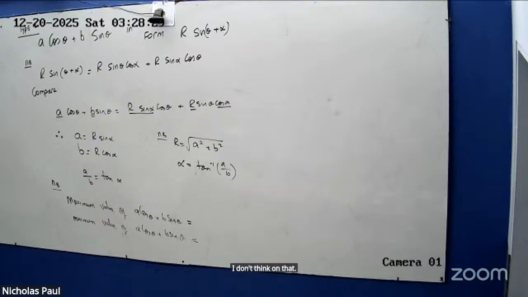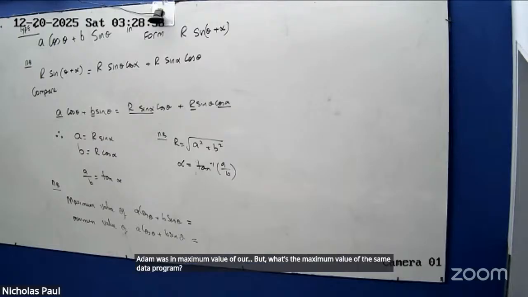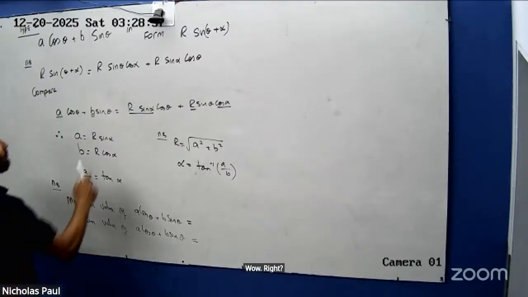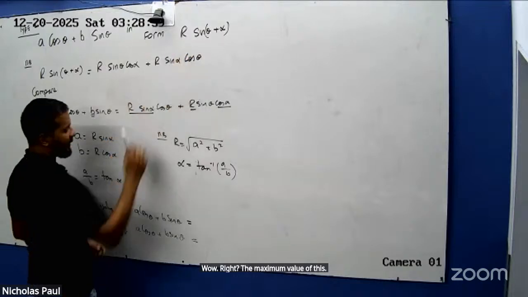What's the maximum value of R? All right. What's the maximum value of sine theta? 1, right? What's the maximum value of 2 sine theta? What's the maximum value of 5 sine theta? So, what is the maximum value of R sine theta plus alpha? Right? So the maximum value of this, we could use this as R.